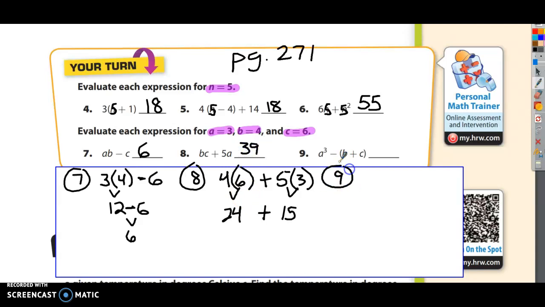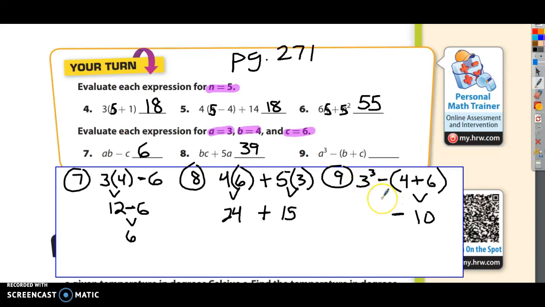Number 9. A to the 3rd power. Go find A. A is equal to 3. So it's going to be 3 to the 3rd power minus parentheses. B is equal to 4. And C is equal to 6. I'm going to add those. All right, inside parentheses first, I'm going to do 4 plus 6 is 10. I'm going to subtract last. I'm going to do this one right now.